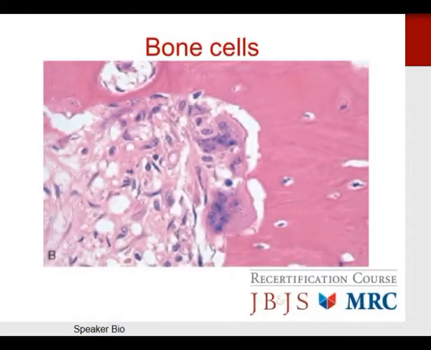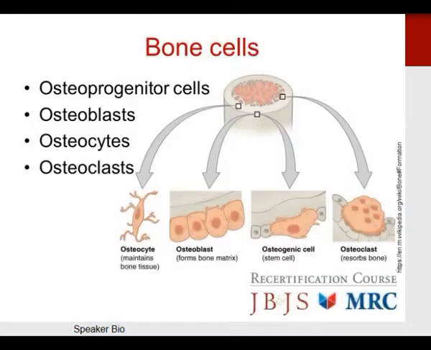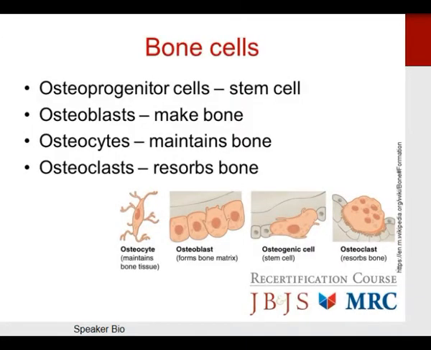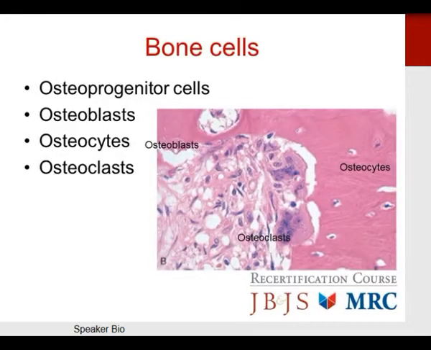So we're going to talk about bone cells now. The main types of bone cells are listed here. You have osteoprogenitor cells, osteoblasts, osteocytes, and osteoclasts. The progenitor cells are the stem cells which become bone cells. Osteoblasts are the immature cells that form bone. Osteocytes are the mature bone cells which maintain bone. And osteoclasts are actually a different lineage. These resorb bone, and the interplay between these different cells is important for bone metabolism.